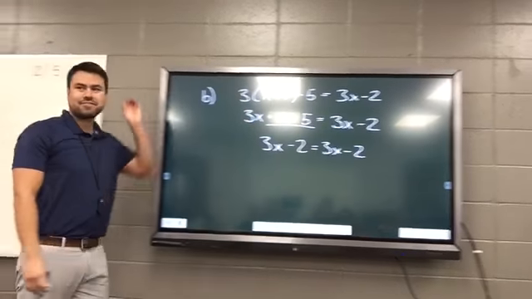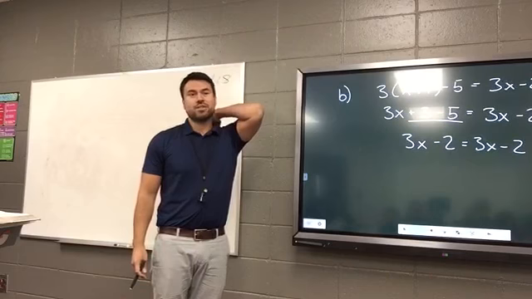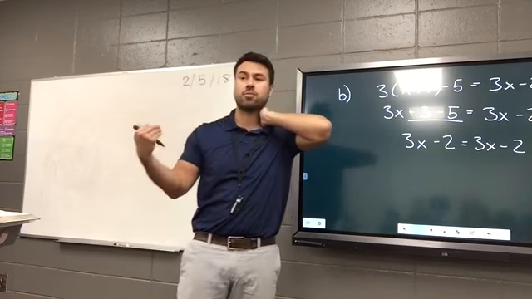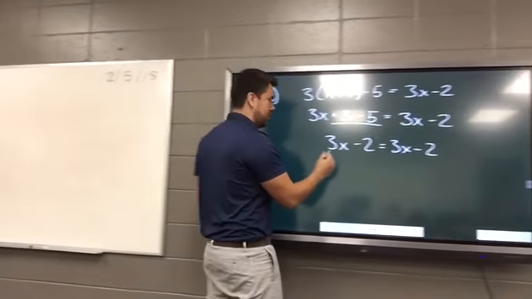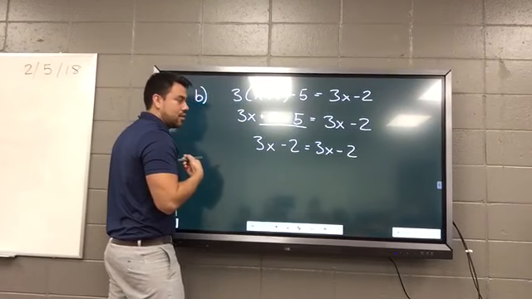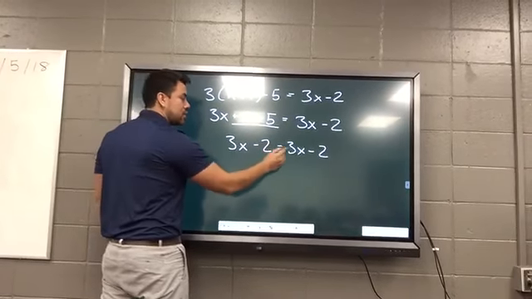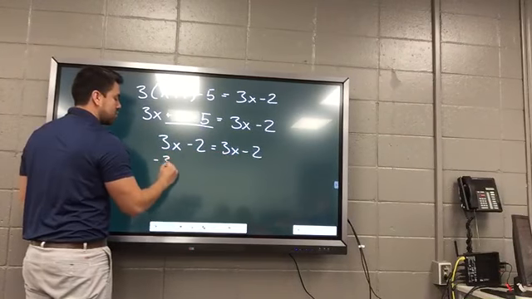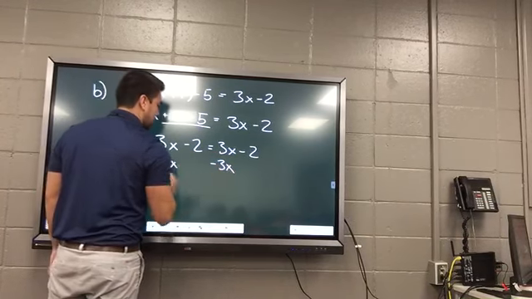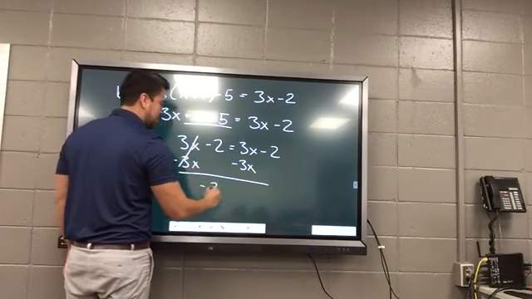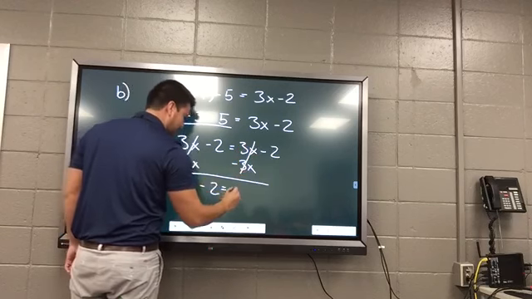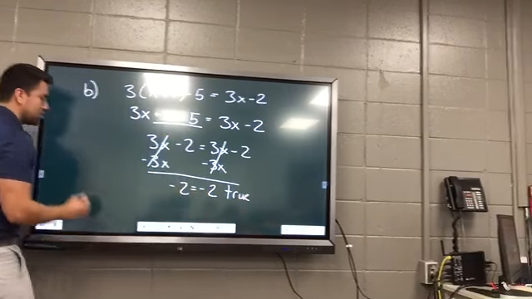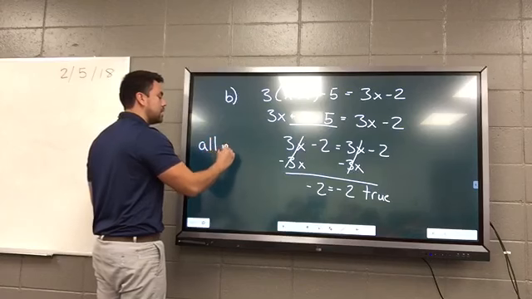Okay. It's equal. What are you going to do to solve? You've got the like terms combined, so now get the variable to one side or the other. You see how it's on both sides? Get it to one side. Subtract 3x. Cancel. Negative 2 equals negative 2. True or false? It's true, which means your solution is all numbers.